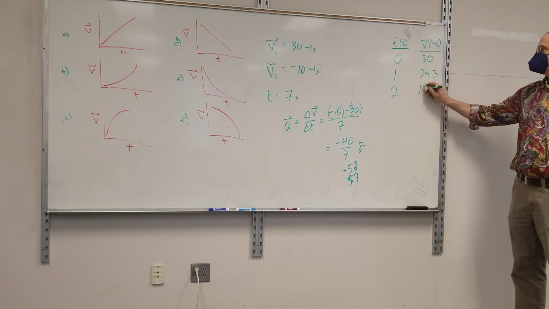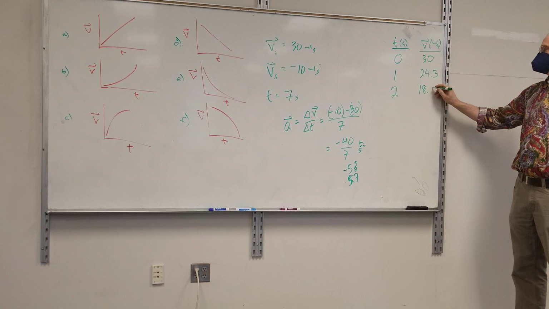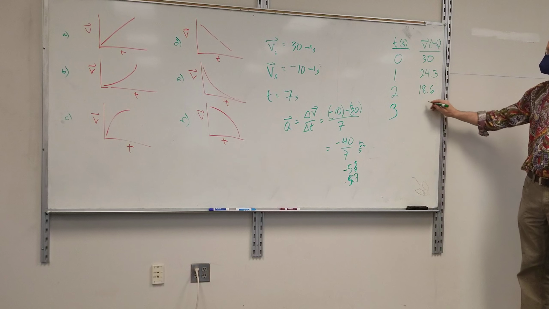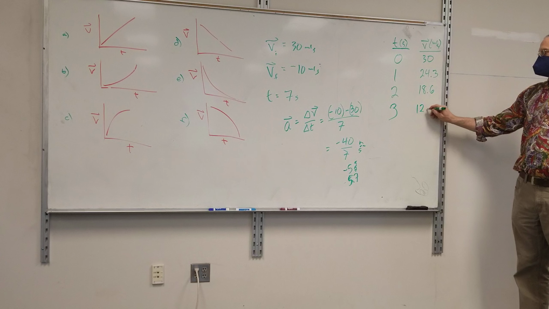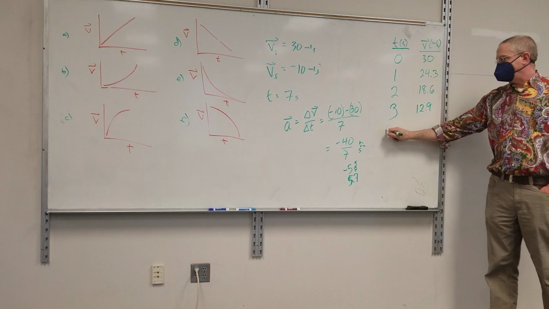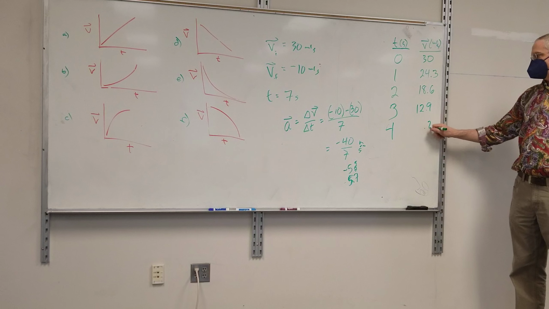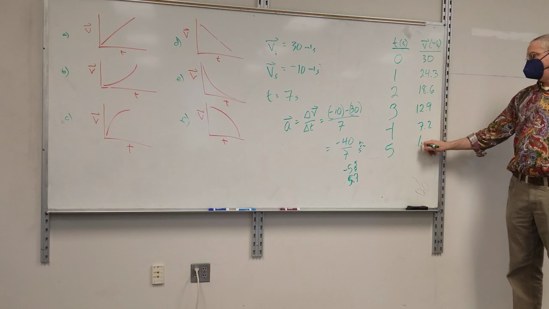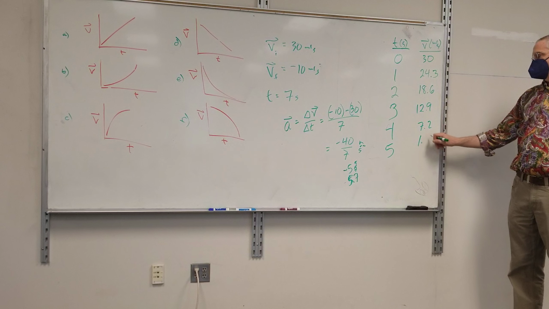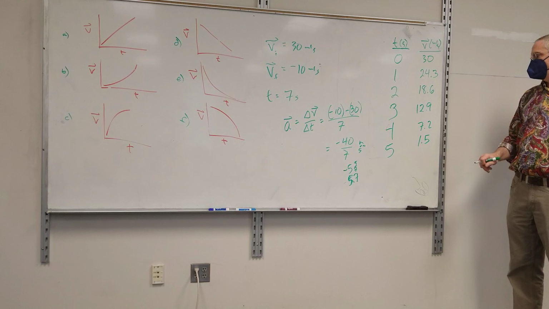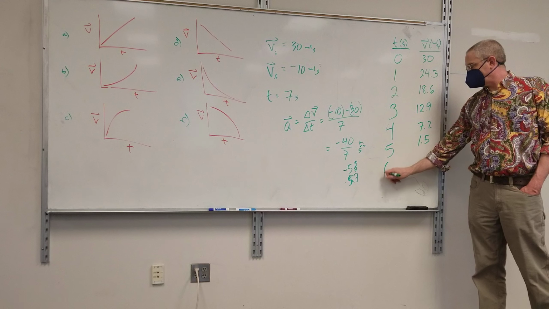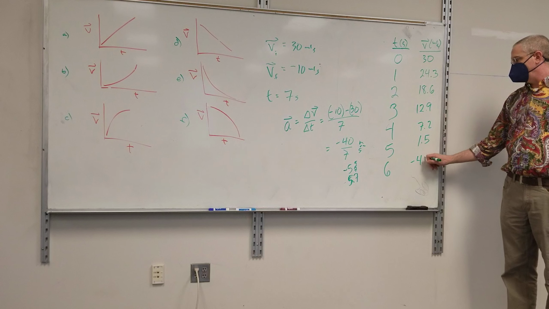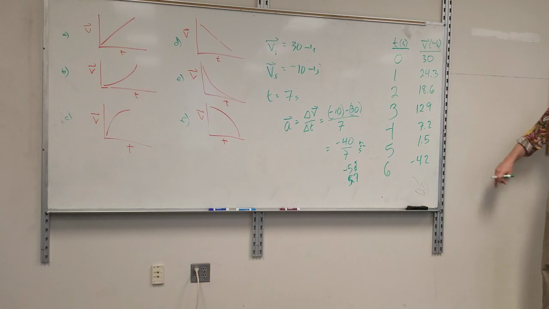So 18.6. After 3 seconds, I'm gonna drop by another 5.7, so that's 12.9. At 4 seconds, 7.2. At 5 seconds, 1.5. At 6 seconds, negative 4.2. All right, so I stop somewhere in between here.